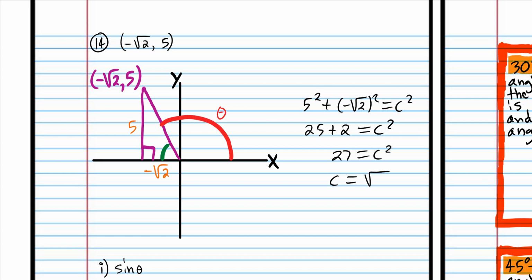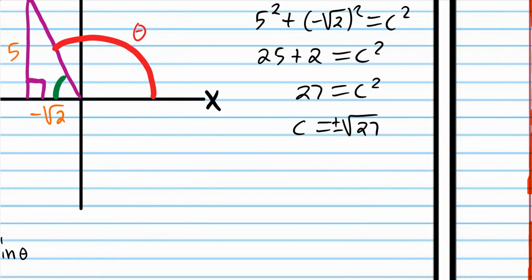C is equal to the square root of 27, and I should probably write plus or minus just so I can reinforce that idea. Whenever you square root both sides of an equation, you always write a plus or minus symbol. You can get rid of it later on, but you need to get in that habit.